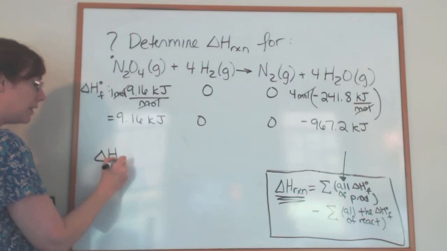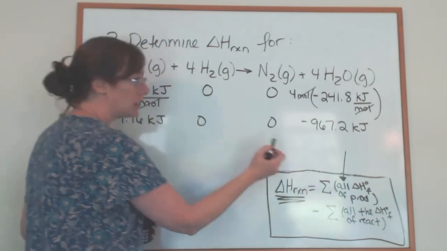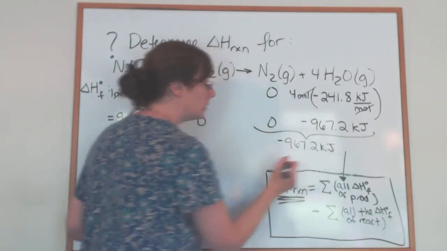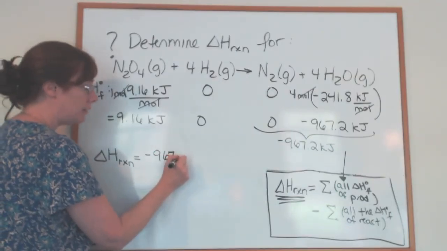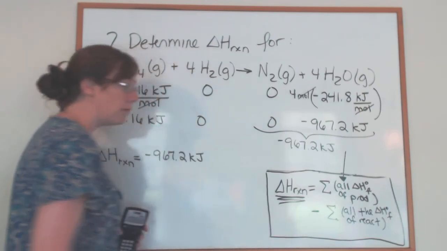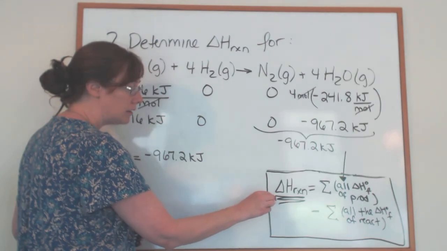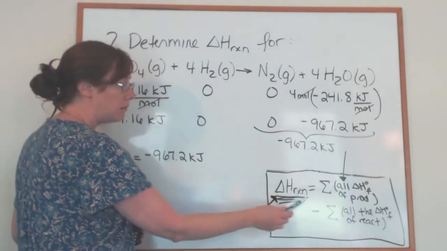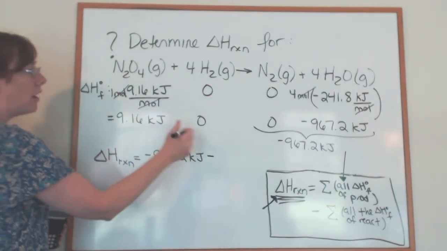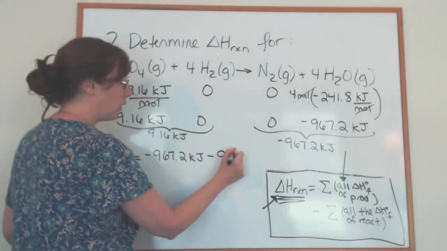The delta H, the enthalpy change for this reaction, is going to equal the sum of all the ones of the products. So we're going to add these two together: negative 967.2 kilojoules. And then notice here, this is a minus. Frankly, every delta is always final minus initial. This is a delta just like anything else. So you should always remember products minus reactants, final minus initial. So minus the sum of all the reactants, which in this case is just going to be 9.16 kilojoules. So minus 9.16 kilojoules.